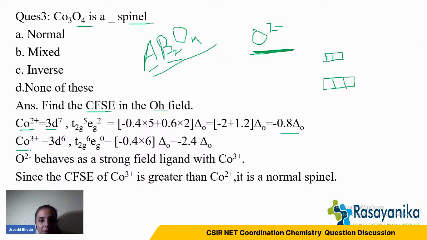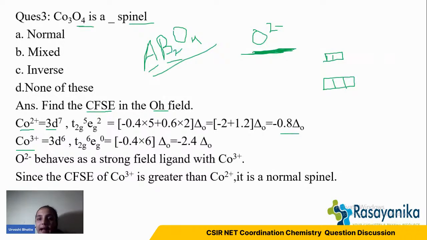Now in cobalt 3 plus, you have to see. With cobalt 3 plus, O2 minus will act as a strong field ligand. I mentioned this, that only some of the ligands, like the halide ions, N3 minus, SCN minus, S2 minus, they act as a weak field ligand. Only these.